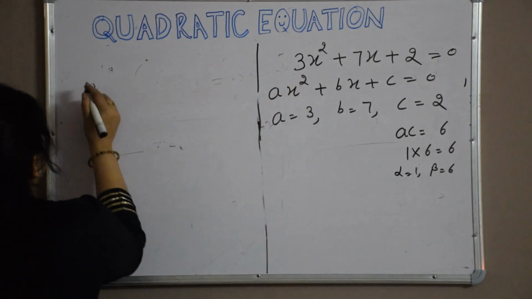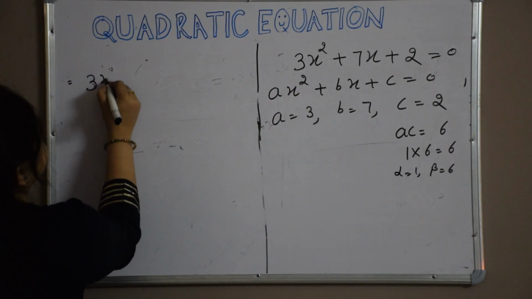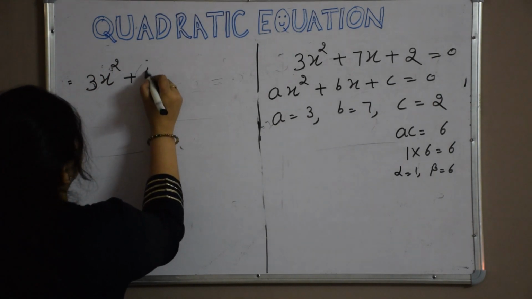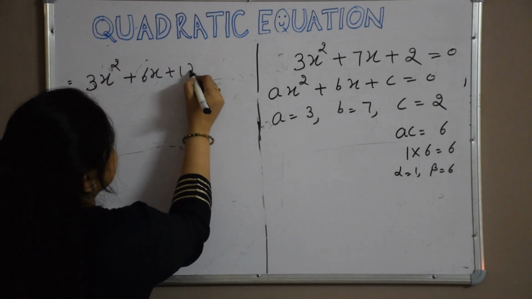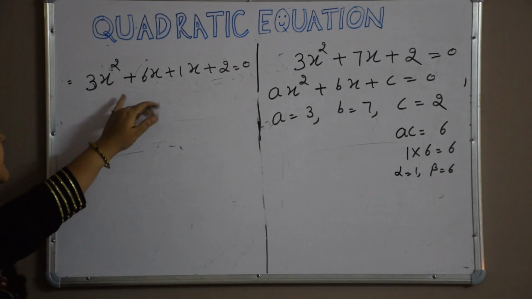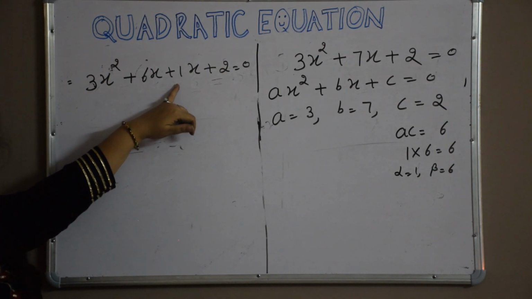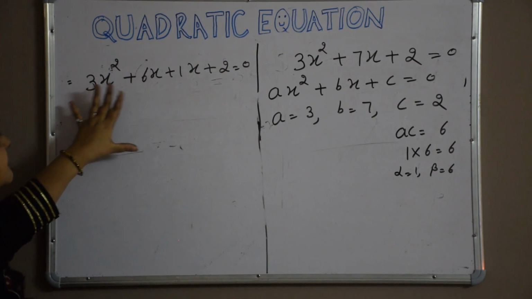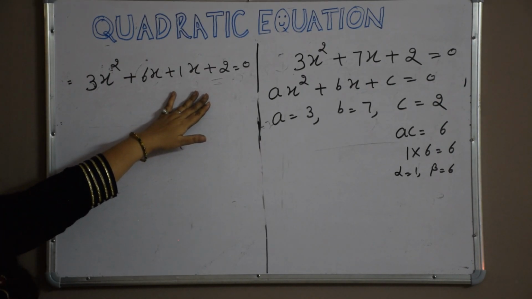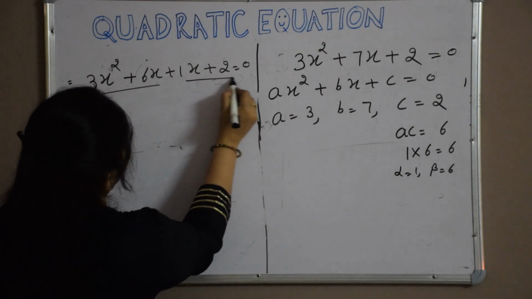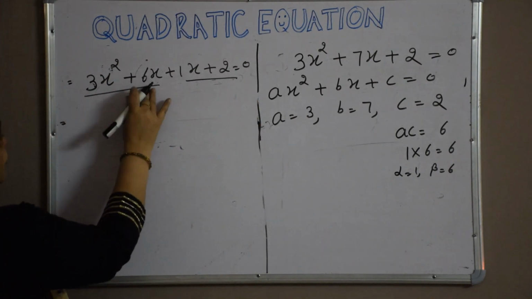So how we can write? By splitting the middle term. 3x square plus 6x plus 1x plus 2 is equal to 0, and there is no difference if I am writing 6x plus 1x or I can write it as 1x plus 6x. Answer is always same and there is no problem at all. It's your choice. Now combine two terms and here we have to take common.